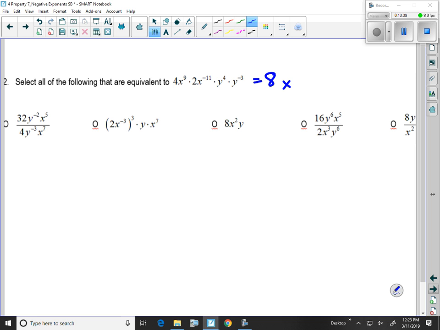What's my power on x going to be? Negative 2. 9 plus negative 11 is negative 2. And then y to the first. Okay, if I simplify it, what do I need to move? Yes. Okay, you're going to see me write, put the answer in simplest form with all positive exponents. So I want you to get all positive exponents. So we know that that's this one here.